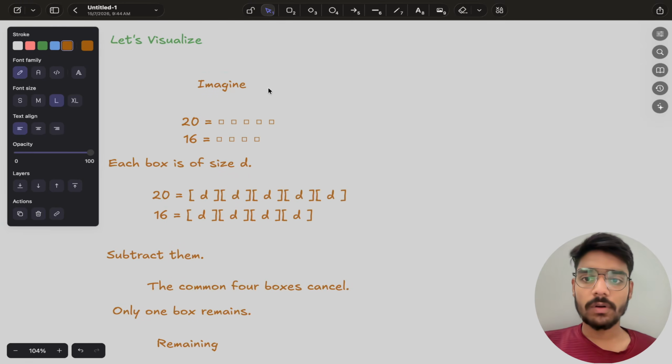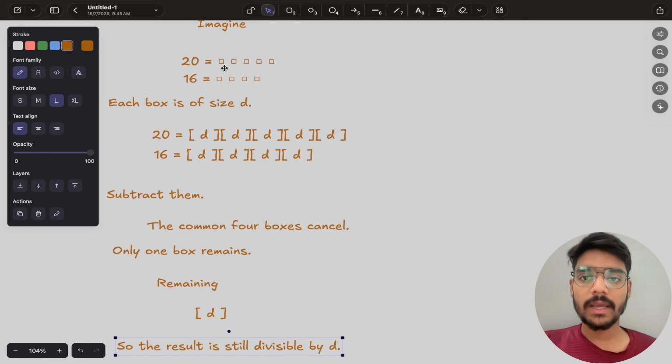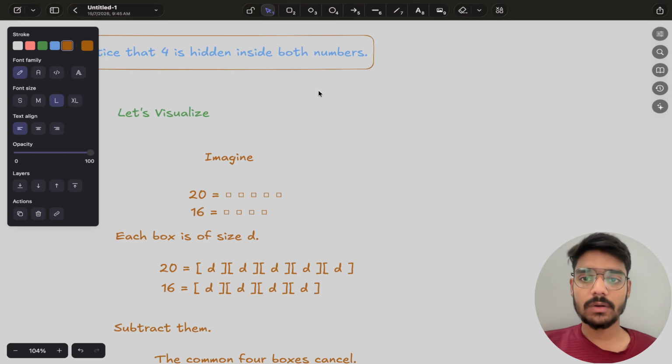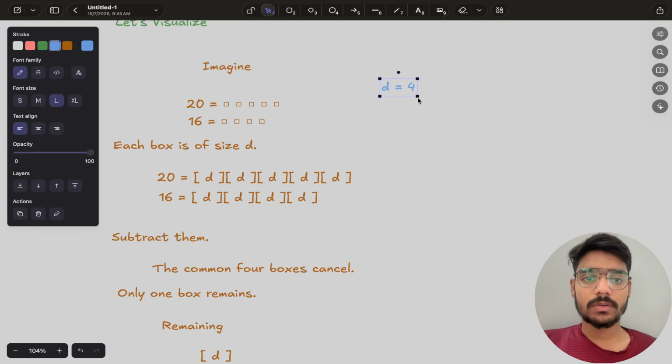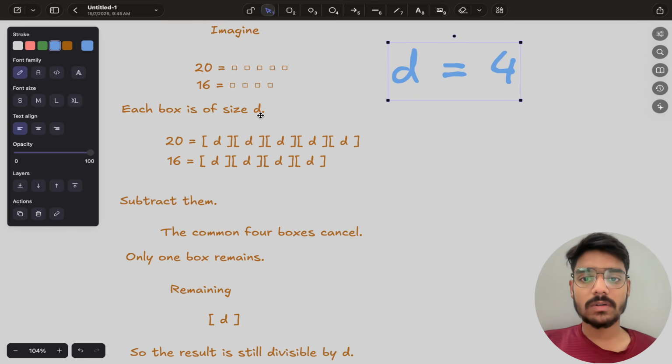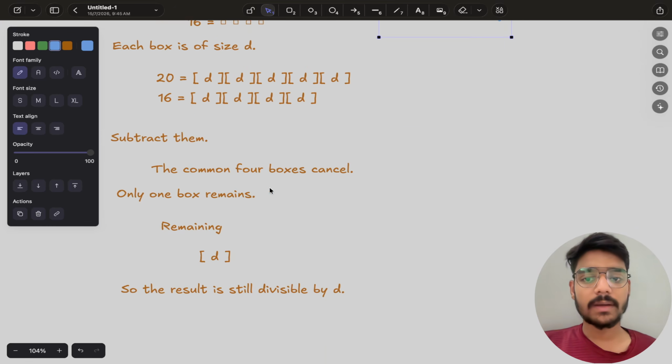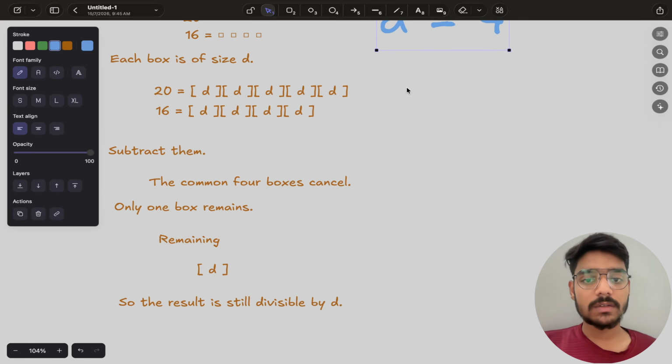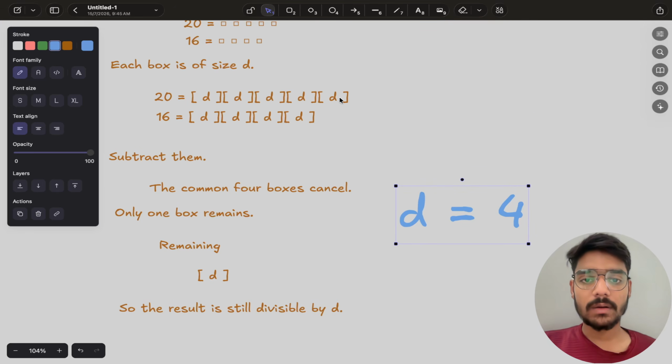To find the 4, let us visualize that 20 has boxes and 16 has boxes. Let the boxes have the size of d. The d is 4, as we know. Now each box of d size, we can subtract them. So the common 4 boxes are cancelled, but one box remains.